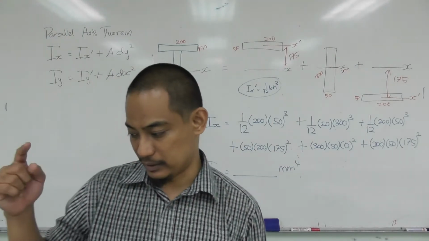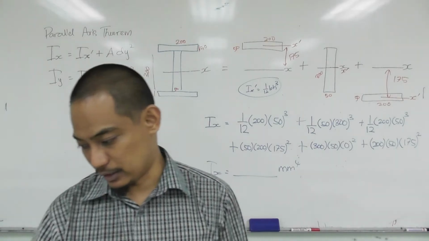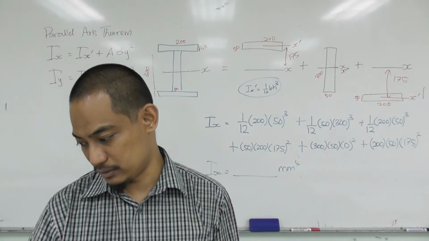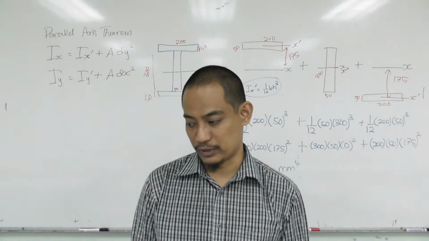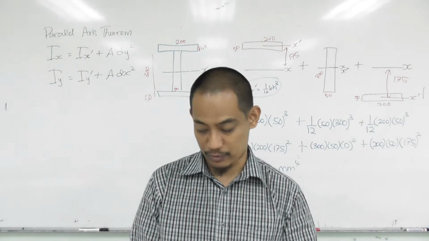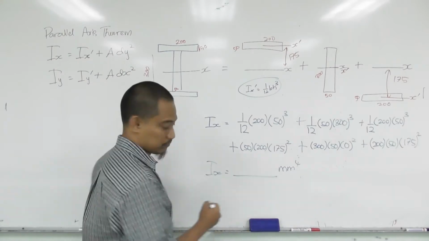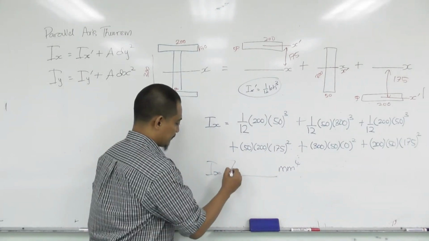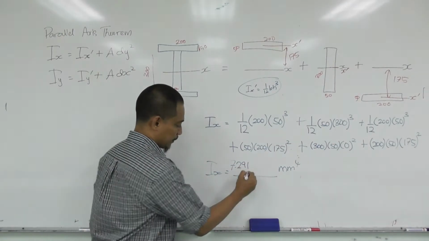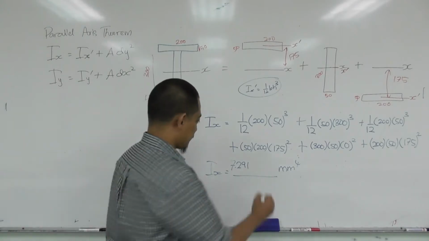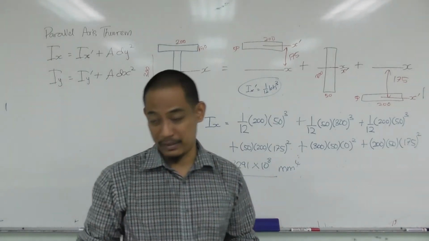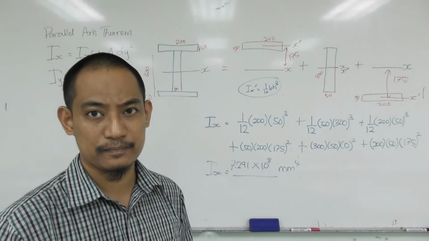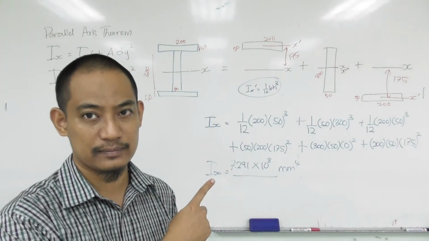So if I take a look at the answer from the slide, it is 7.291 times 10 power of 8 millimeter to the power 4. That's the answer.